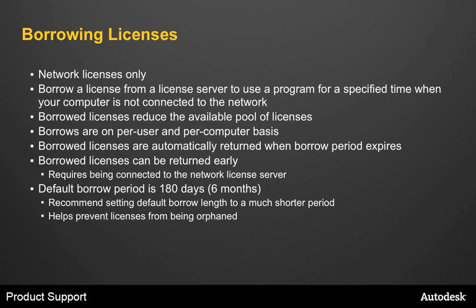I'm talking about a situation where somebody has borrowed a license onto their laptop and then their laptop is destroyed in a car accident. However long that license was borrowed for, it's going to be that long before it'll ever be returned. There'll be no way to return that license because the laptop is destroyed, so that license will remain borrowed and unavailable until the borrow period is up. So you can see how a borrow period of 6 months could be a problem. I strongly recommend setting it to something more reasonable, like 10 days or 2 weeks. And there's a lot of borrowing behavior that can be controlled using an options file. So let's take a look at options files.